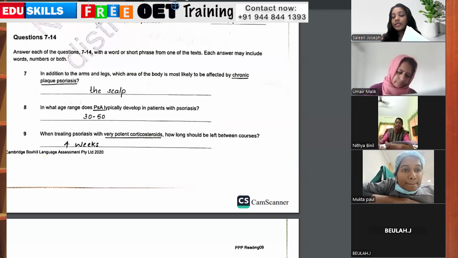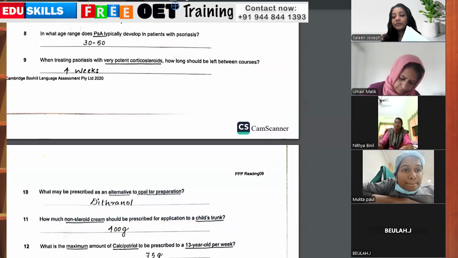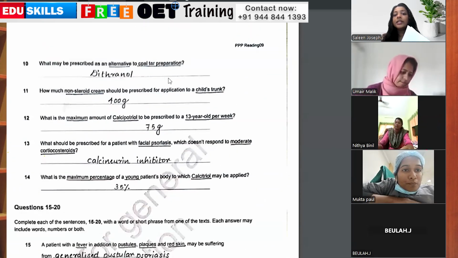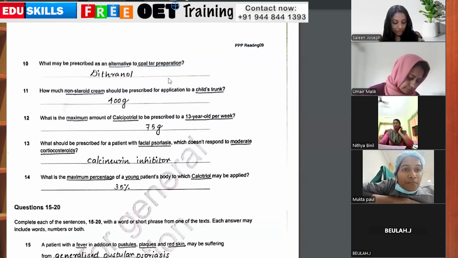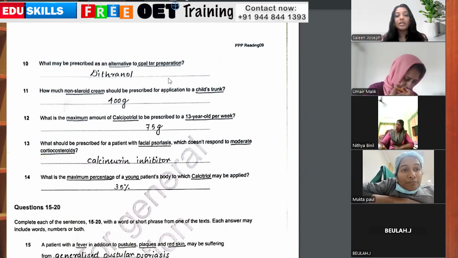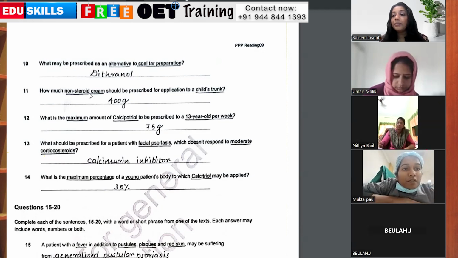Now moving to question number 10. Again, alternative to coal tar preparation. They have mentioned here in text B the same word, alternative to coal tar preparation. So there is no doubt in that. Then the 11th one we already discussed, non-steroid cream. When you read, please read the question properly. It is non-steroid cream, not steroid cream. If you read steroid cream, then the answer is different and they will not give you the mark.